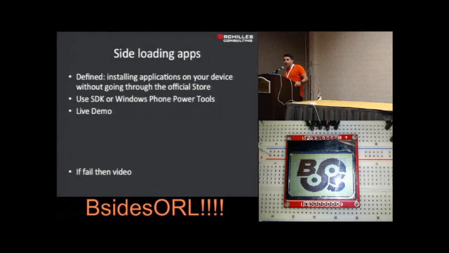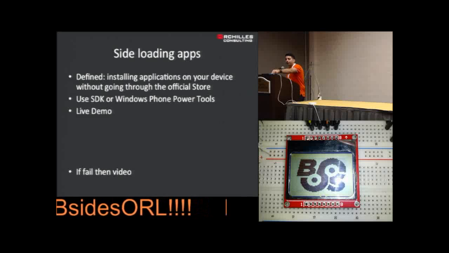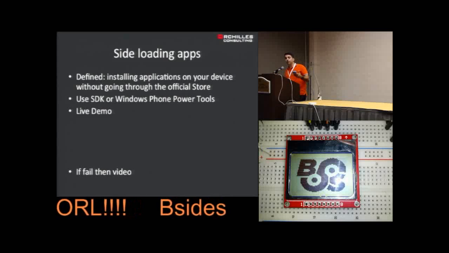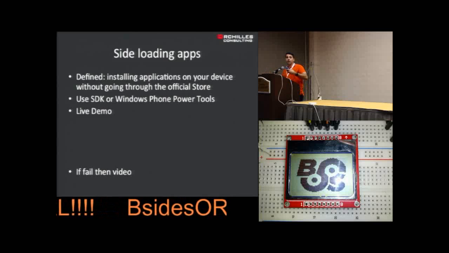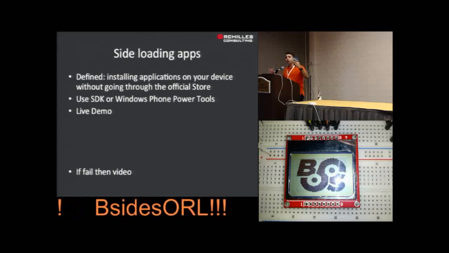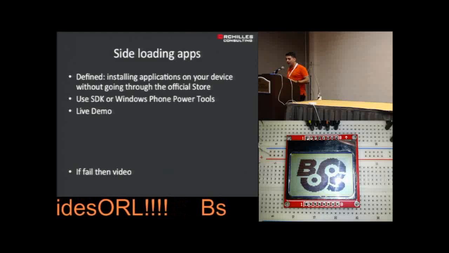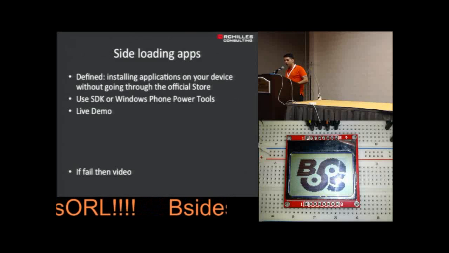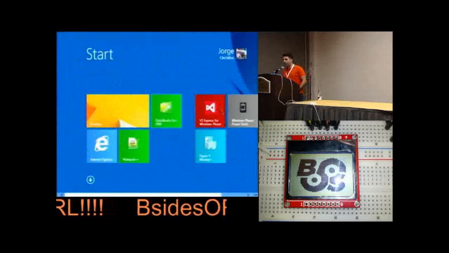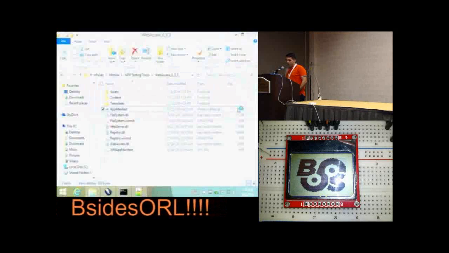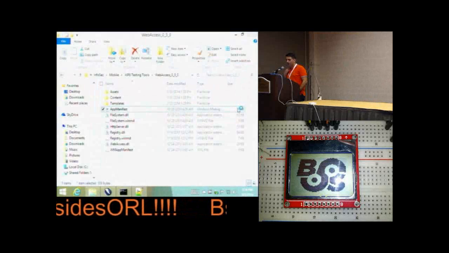Once you have it, you have to load it onto your phone. So we're going to do a live demo. Sideloading, like I mentioned, is getting the app from the developer and sideloading it onto your phone. You're not getting it from the official store. You can use the SDK or you can use Windows Phone Power Tools. I'm going to show you how Windows Phone Power Tools works. It's free online, just search for it or go to my blog and get the exact link for it.